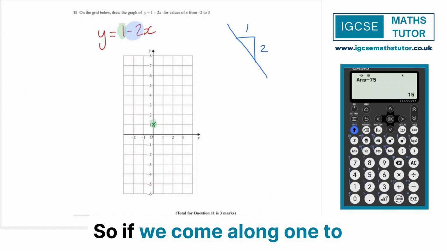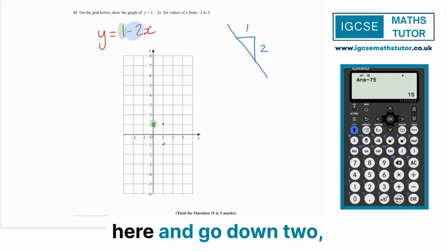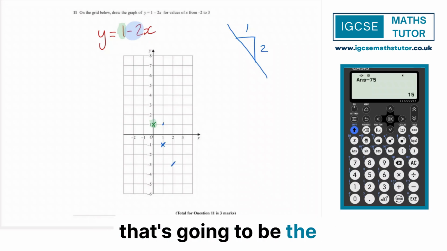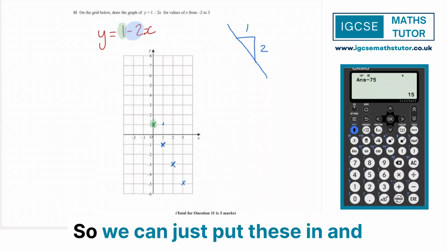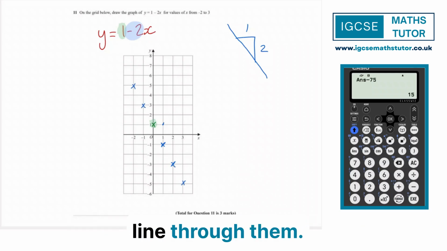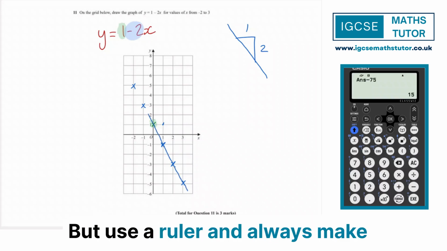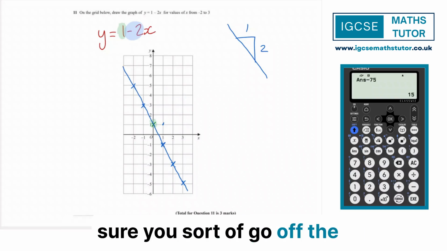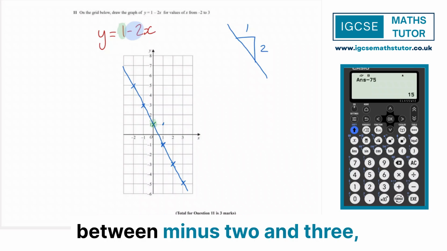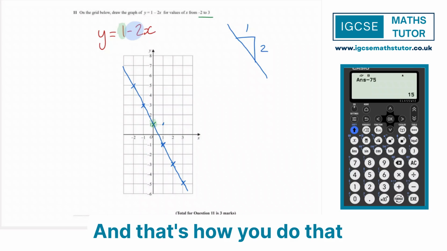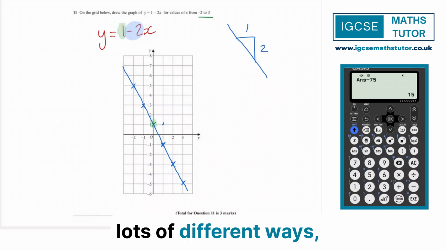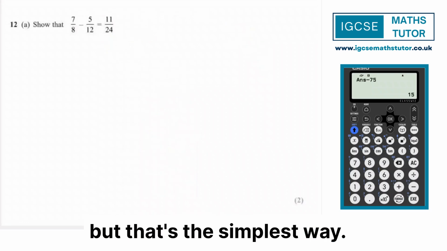So if we come along 1 to here and go down 2, that's going to be the next coordinate. So we can just put these in and then just draw a straight line through them. I haven't got a ruler to hand, so I'm just going to draw it by hand, but use a ruler. And always make sure you sort of go off the graph because it wants it between minus 2 and 3, which we've achieved, and that's how you do that. Lots of different ways, but that's the simplest way.